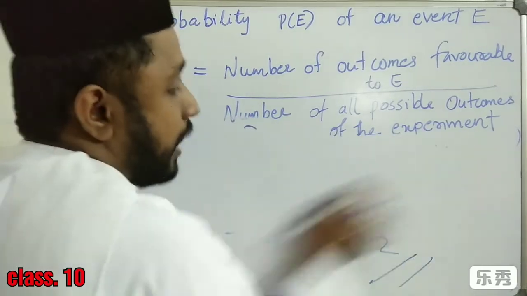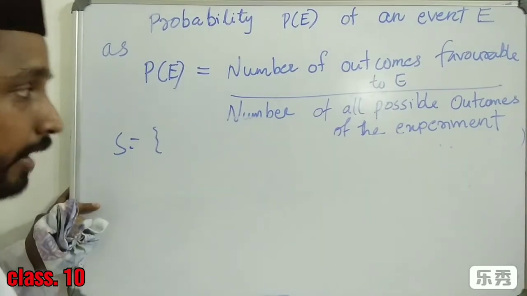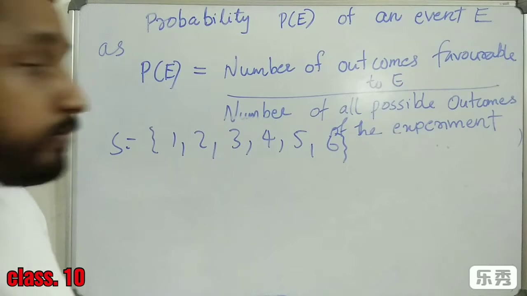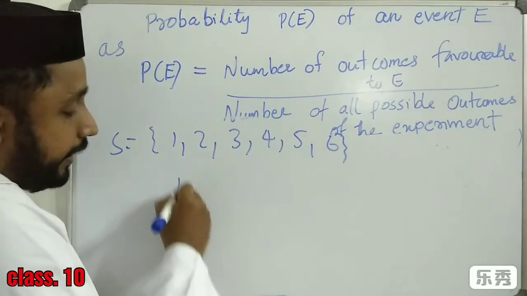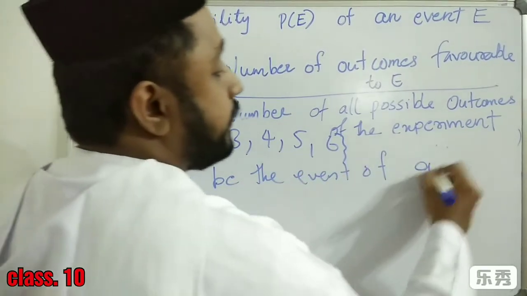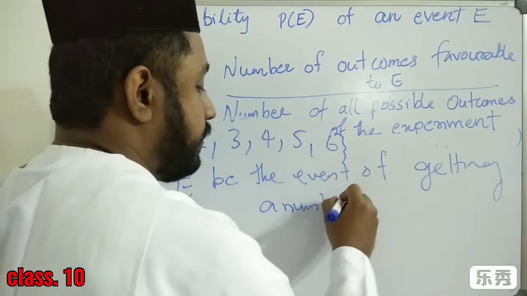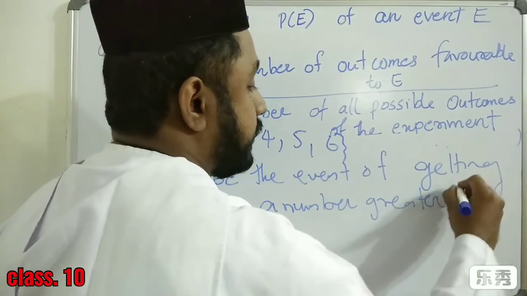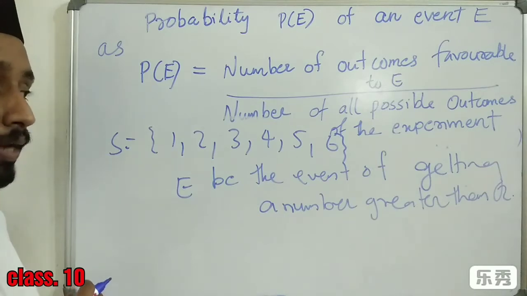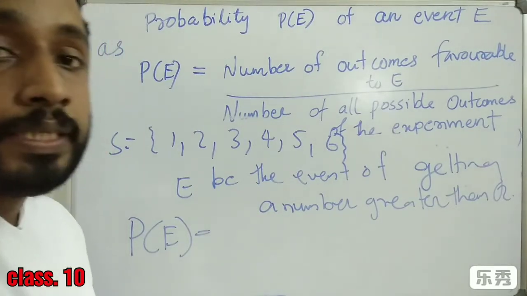Now let us consider another example. Throwing a die. What are the outcomes? S is the sample space of throwing a die. Outcomes are 1, 2, 3, 4, 5, 6. These are the 6 outcomes of the experiment. Our question is: let E be the event of getting a number greater than 2. We have to find the probability of E.